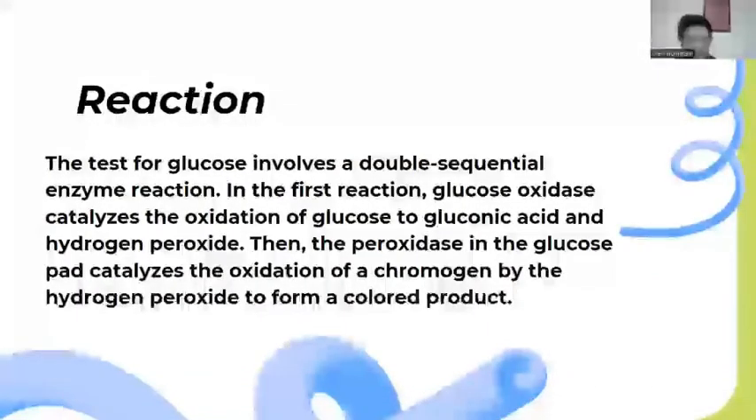The test for glucose involves a double sequential enzyme reaction. In the first reaction, glucose oxidase catalyzes the oxidation of glucose to gluconic acid and hydrogen peroxide. Then the peroxidase in the glucose bed catalyzes the oxidation of a chromogen by the hydrogen peroxide to form a colored product. Next.